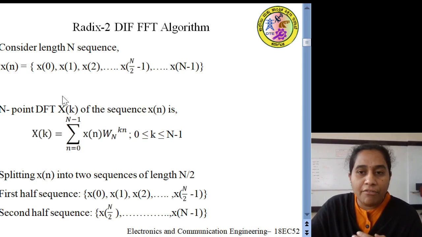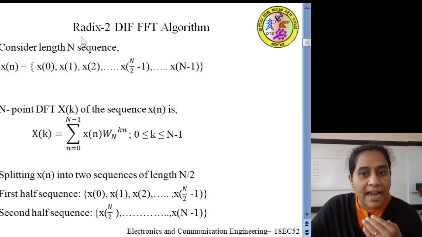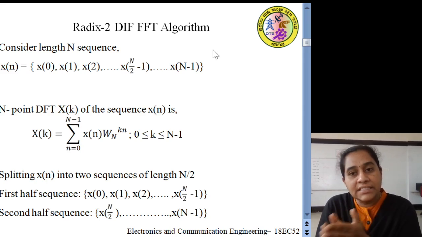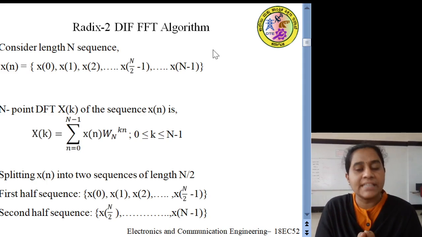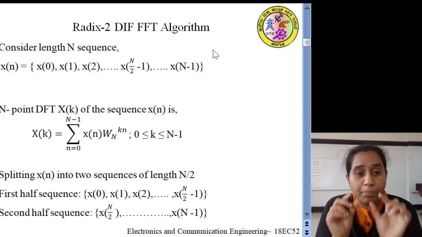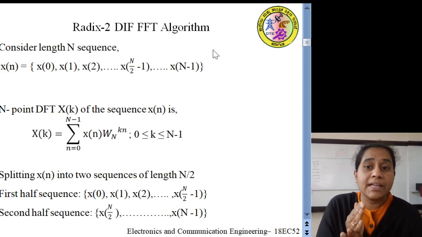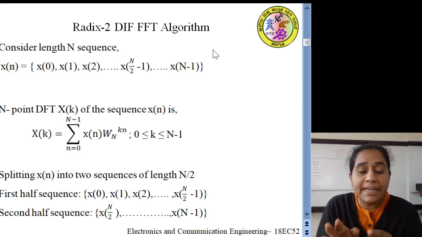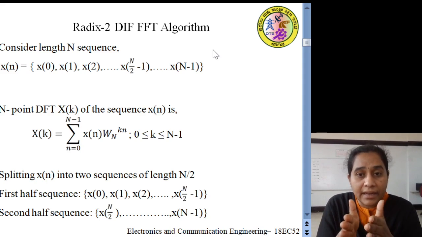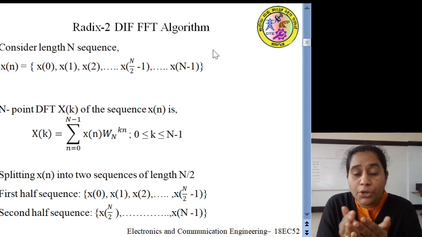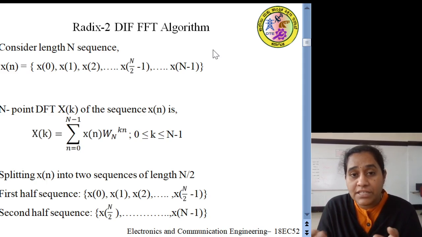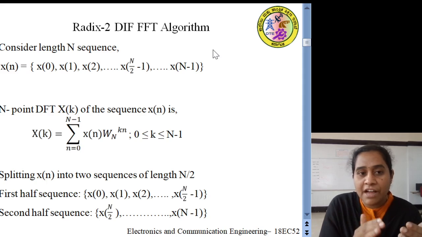As it is a radix 2 DIF FFT algorithm, the basic concept behind radix 2 algorithms is that we are dividing till we obtain 2-point DFTs. In this particular decimation in frequency algorithm, we are splitting or decimating the time domain sequence x of n into two sequences of length N by 2. That means two N by 2 length sequences, the first half and the last half.